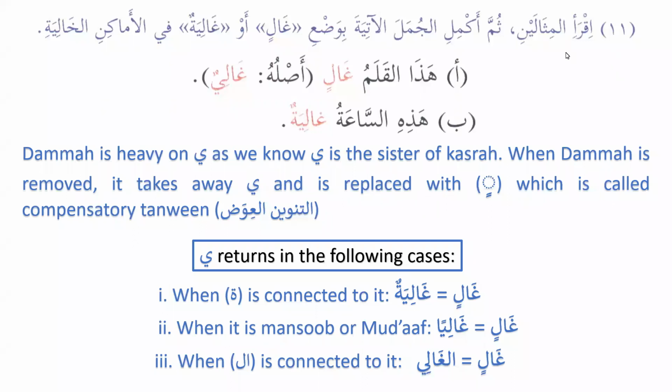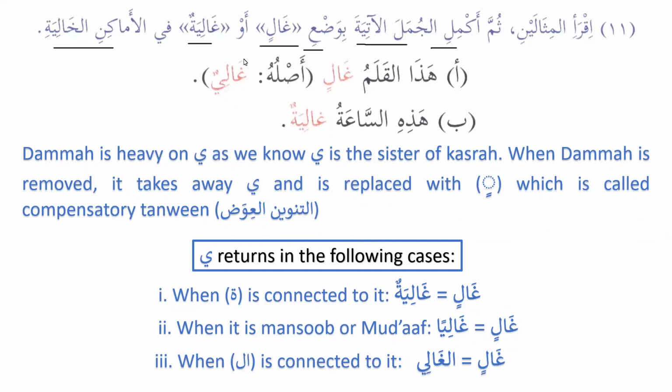Question number 11. اقرأ المثالين ثم أكمل الجمل الآتية بوضع غال أو غالية في الأماكن الخالية. Now we have to read the two examples. اقرأ المثالين ثم أكمل, then complete. أكمل الجمل الآتية, the following sentences. بوضع, by putting. وضع يضع, وضع, that means to put. غال أو غالية في الأماكن الخالية. The noun غال or غالية in the blanks.